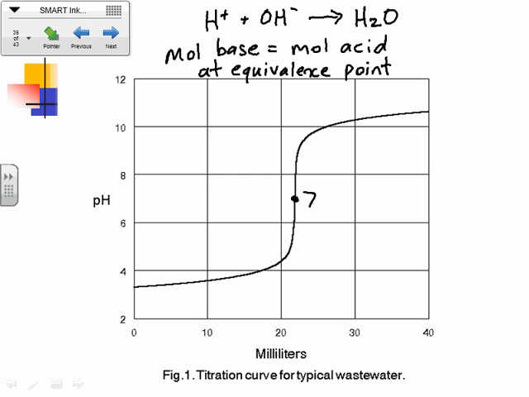Now I'm cheating a little bit. There are some other things going on there, but that's the basic idea. When you add a strong acid to a strong base, the pH at the equivalence point is going to be 7, because the H plus and the OH minus all react with one another just to make water.